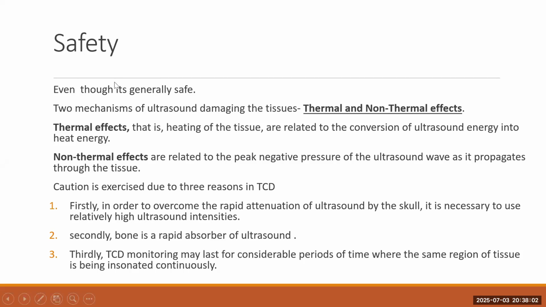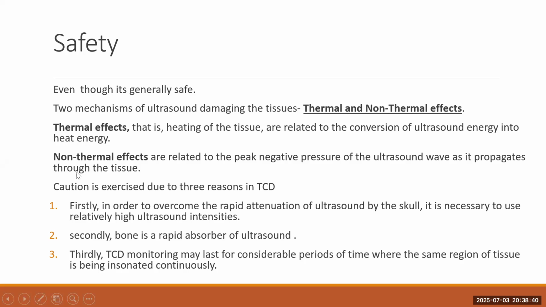Even though the use of POCUS is generally safe, there are two mechanisms by which ultrasound can damage the tissues, that is through the thermal and the non-thermal effects. Thermal effects, as the name itself indicates, is the heating of the tissues, which is due to the conversion of the ultrasound energy into heat energy, whereas the non-thermal effects are due to the reflection. Most of our images, either on B mode or any other modes, are due to the reflection. When there is a reflection of the wave, there is a sort of negative pressure and a vacuum created. This is the main mechanism of injury on the non-thermal side.